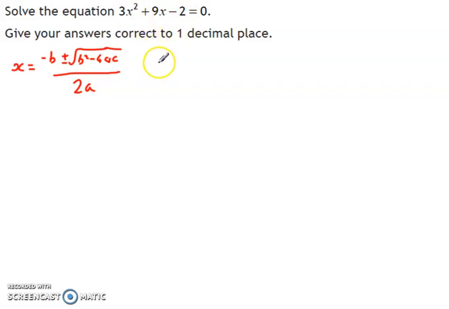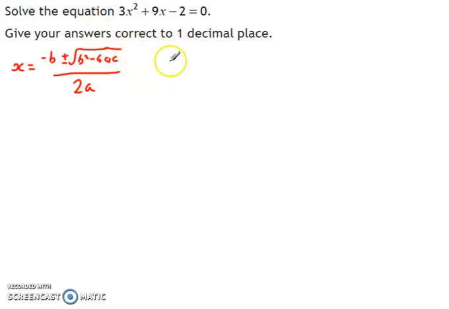So when you get a question like this, there's a few steps involved. First thing you need to do is identify the a, b and c. Then you substitute them into the equation, sort the bit under the square root, get your two answers in an exact value form, then plug it in a calculator and off you go.